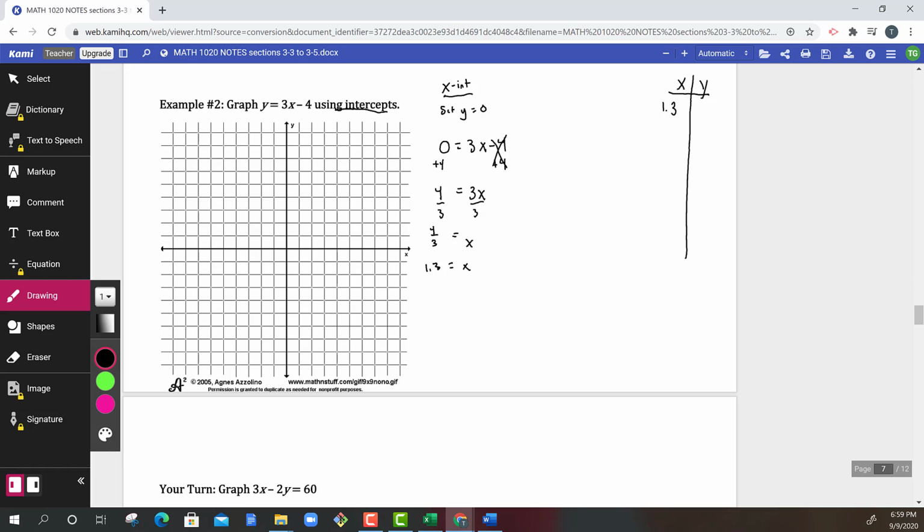So that's 1.3 for x and 0 for y. So it's going to be somewhere right about there on our x-axis. And then we're going to do the same thing to find the y-intercept, or really the reverse. We're going to substitute 0 for x and then solve this equation for y. So I get -4 for my y value and 0 for my x.